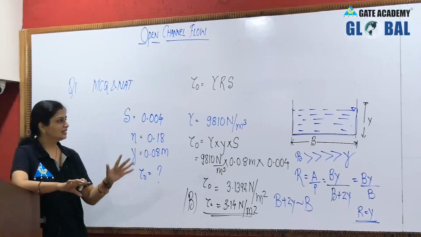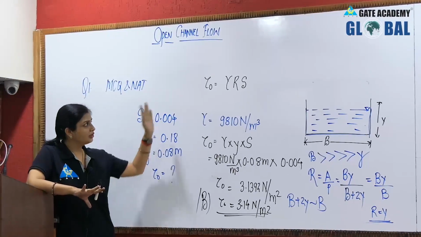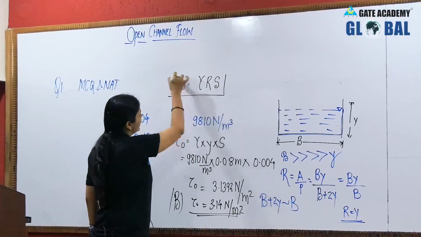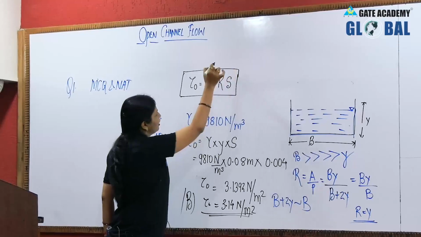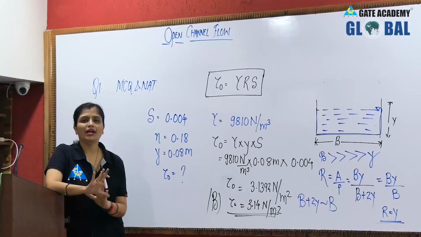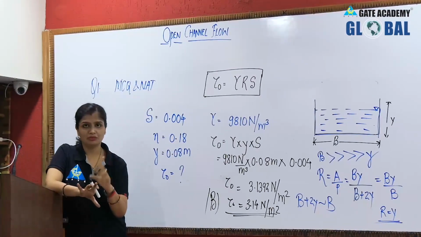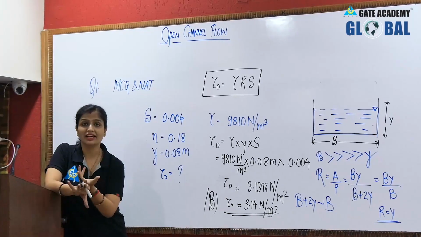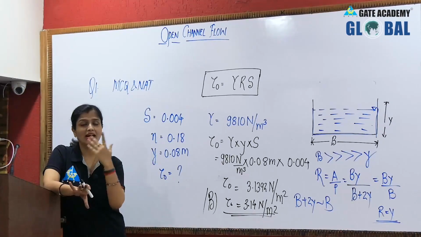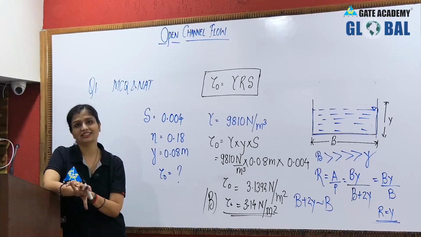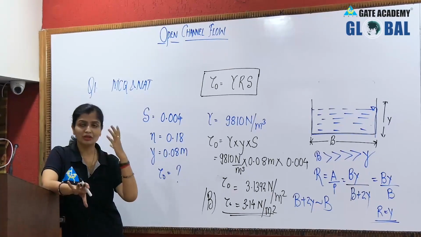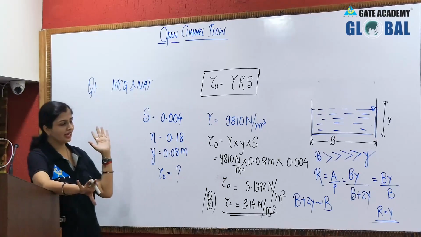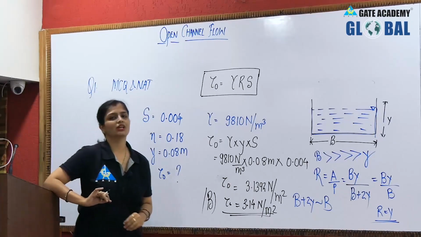So you saw this is a very simple problem, provided you know that tau naught is equal to gamma RS. If this formula is known to you and you know the condition that for a wide rectangular channel section, your hydraulic radius is equal to your depth of flow. See, it happens some students can say that you are telling the same thing again and again, but I am telling the same thing again and again, then also you are making mistakes. Fine, that is why my words go in your brain and you don't commit such silly mistakes. So for this question, option B is your right answer.